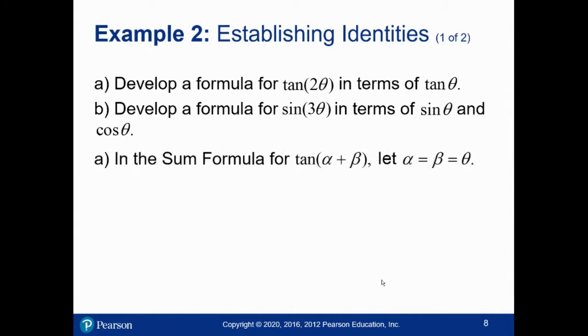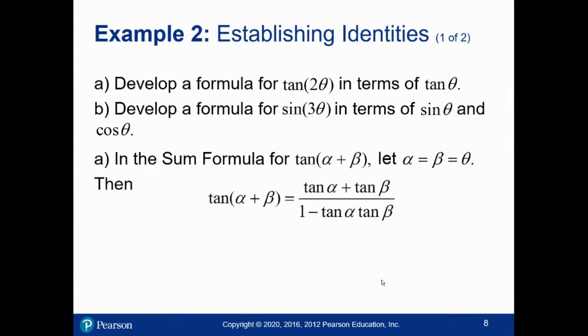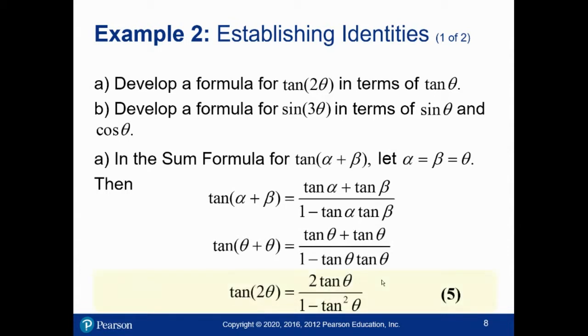So for tangent, we're going to do the same trick. We're just going to let both angles equal theta. Then I can use the sum formula for tangent, using thetas in place of alpha and beta. Now notice that my numerator becomes 2 tangent of theta, and the denominator is 1 minus tangent of theta squared. So here is a generic looking double angle formula for tangent. Okay.